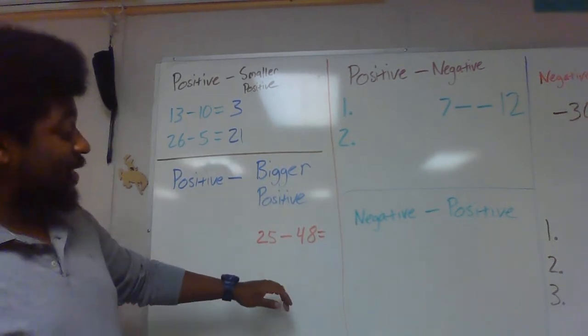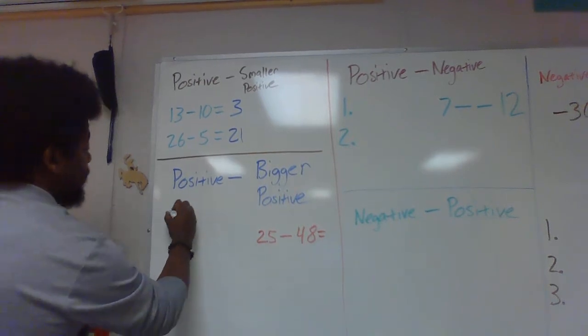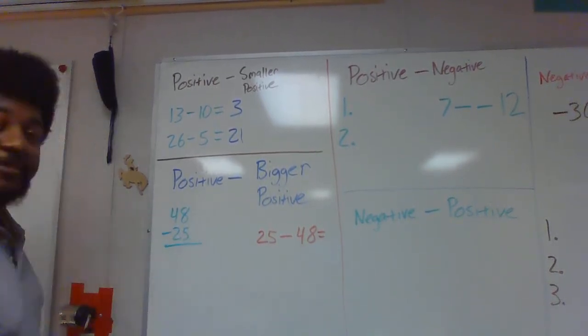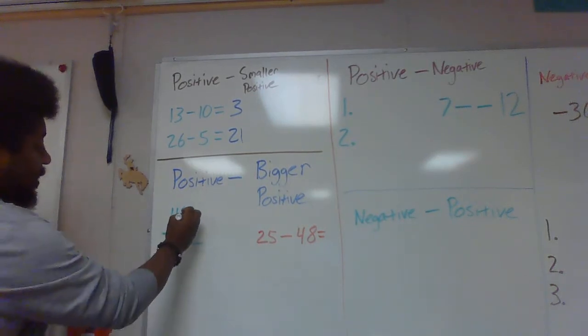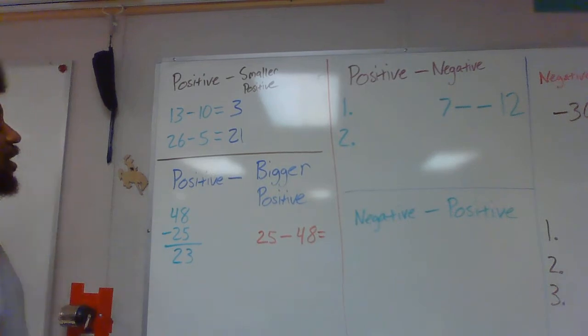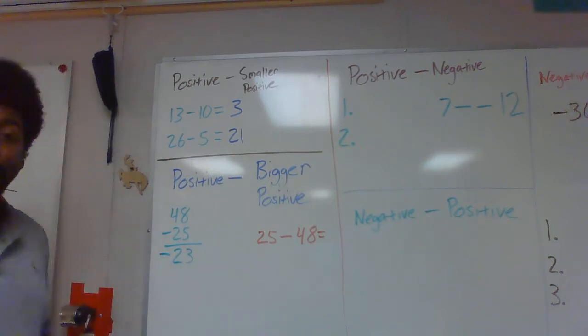So I'm actually going to take, even though this is 25 minus 48, I'm going to subtract like normal, 48 minus 25. 8 minus 5 is 3. 4 minus 2 is 2. Positive minus bigger positive is always negative. So this is going to give me a negative 23.